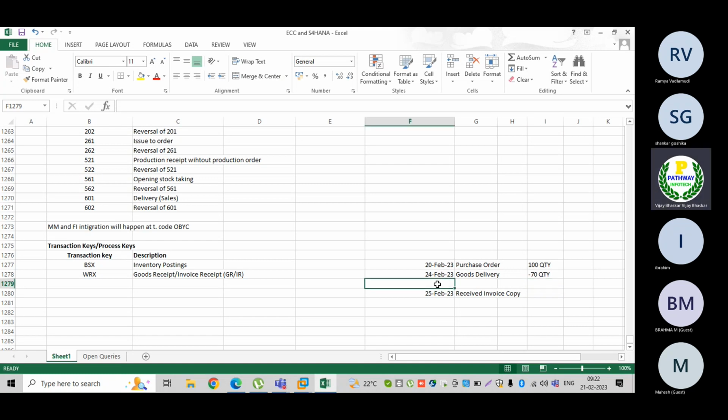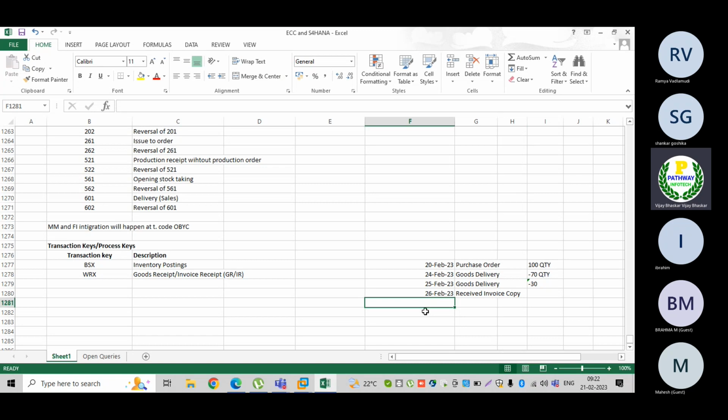Again, they came back on 25th of February 23. Again, the pending goods have been delivered. Then 30, so total it is matching. Let me change this date also here. Now what has happened here? Here we have the invoice copy. But we have not received the invoice up to now, not yet received the invoice copy.